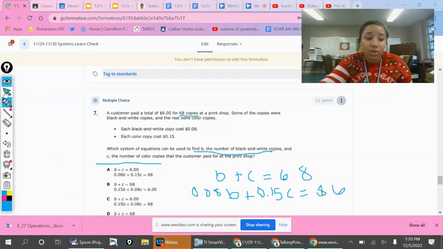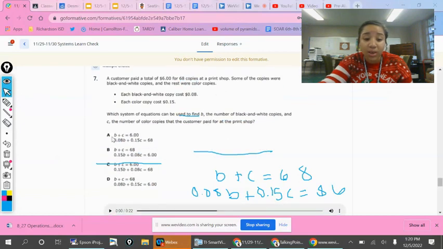So now we have to go through and see which one works with what. It wouldn't be A. It wouldn't be B because this should be 8 cents. So the only answer that would work would be D. D would be the correct answer. Okay.